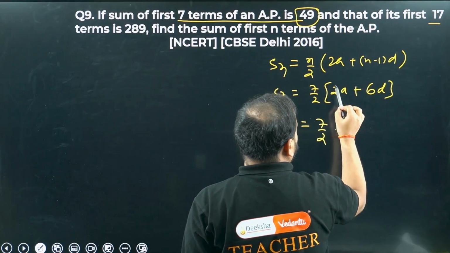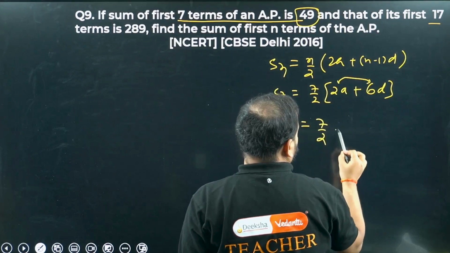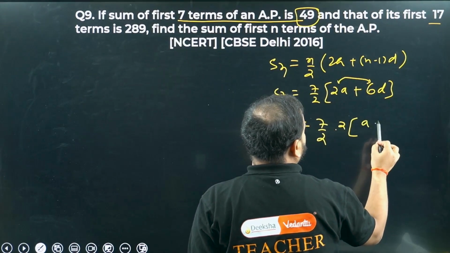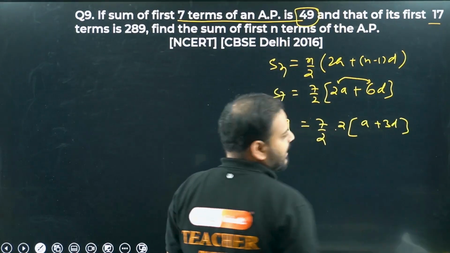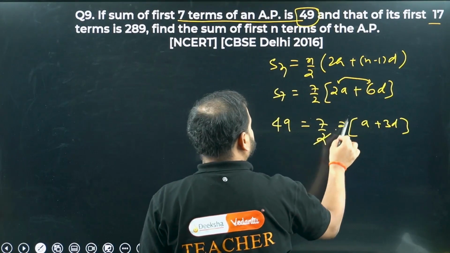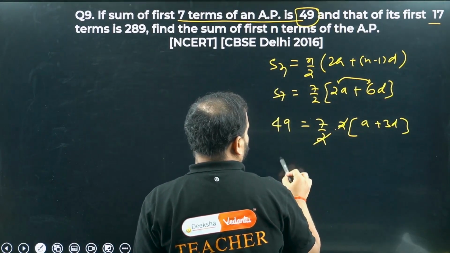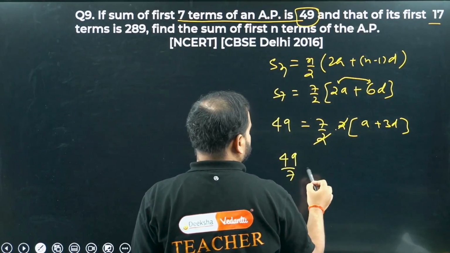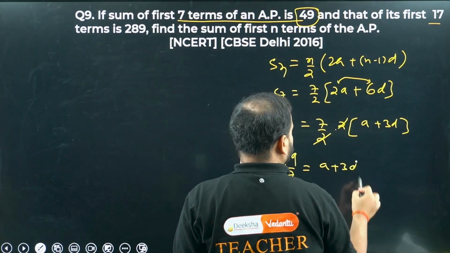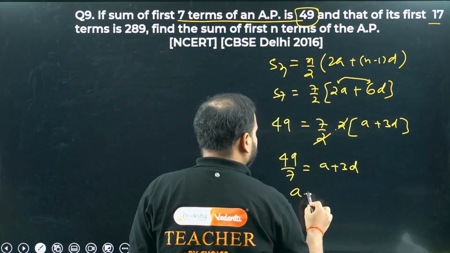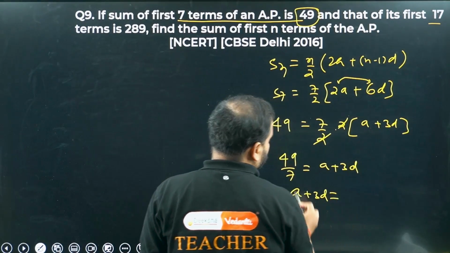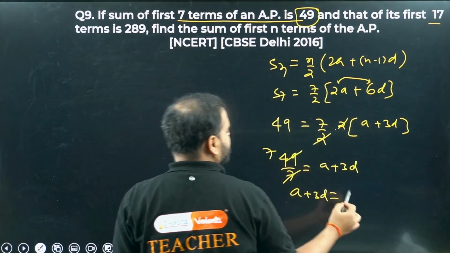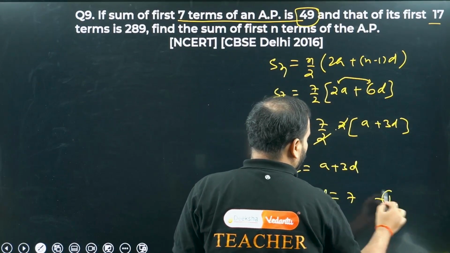And take 2 common from these 2 terms. Okay. So if you take 2 common, what are you going to get? A plus 3d, right? So cancel this and this. What are you going to get now? 49, divide this. 49, bring this 7 over here. 49 by 7 equals to a plus 3d. What is it going to be? A plus 3d equals to what? 7 7s are 49, right? So 7. Equation number 1.